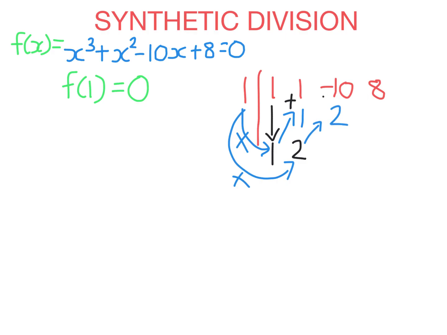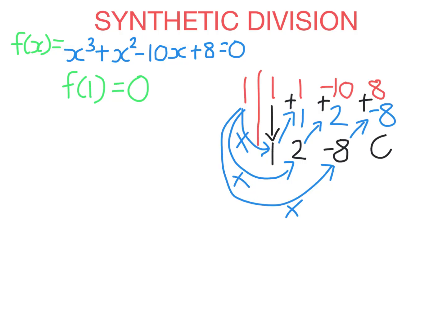Again, we add. So we have negative 10 plus 2, that gives us negative 8. And once again, when we get something down here, it gets multiplied by the root. So we go 1 times negative 8 is obviously negative 8, and we put that up here. And once again, we add to find the remainder. 8 plus negative 8 is 0.